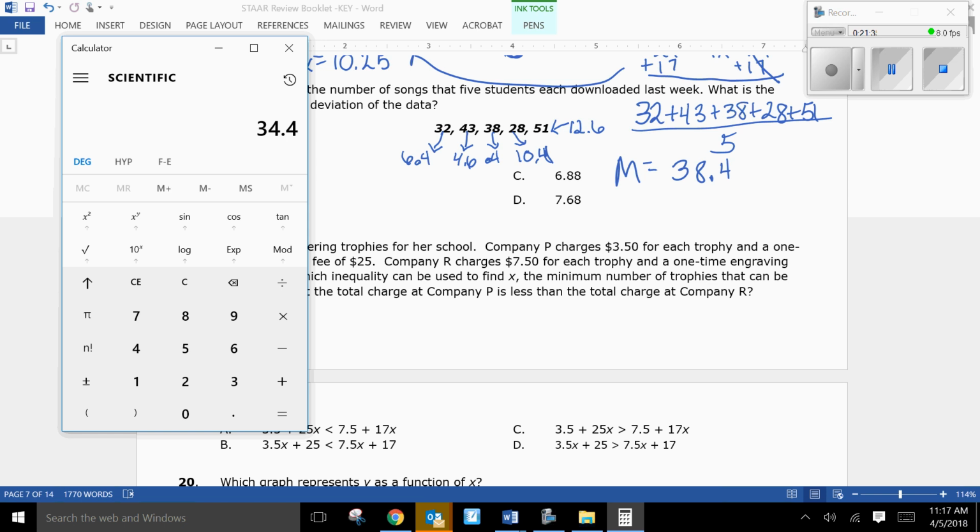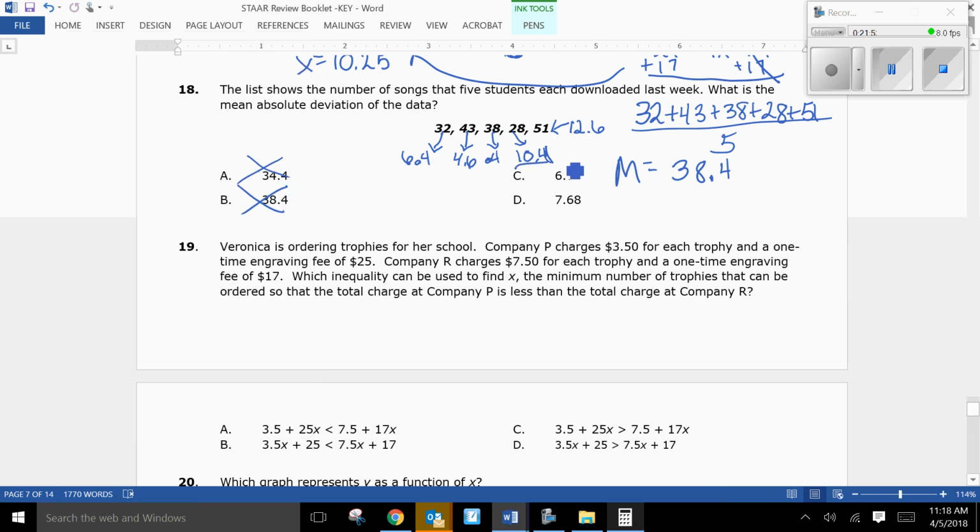Mean absolute deviation is typically going to be a small number. And I'm going to divide by how many there are to find my average. 1, 2, 3, 4, 5. So I have 5 distances. So my average distance is 6.88.